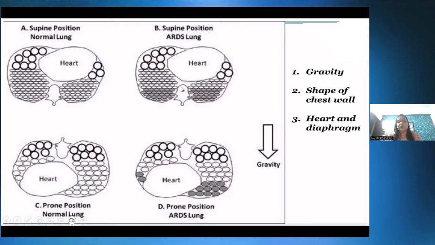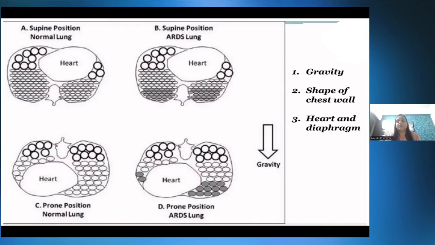As shown in figure B, if a patient has ARDS in the supine position, the fluid will, because of gravity, settle down in the dorsal portion of the lungs. The portion available for perfusion will be the ventral or anterior portion of the lungs, near the heart, which has less space for perfusion. If we make the patient lie in the prone position, as shown in figure C, the dorsal portion of the lungs will be available for perfusion, which has a larger area available for perfusion.